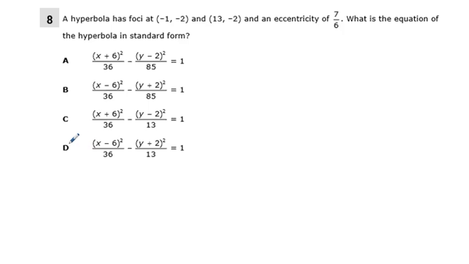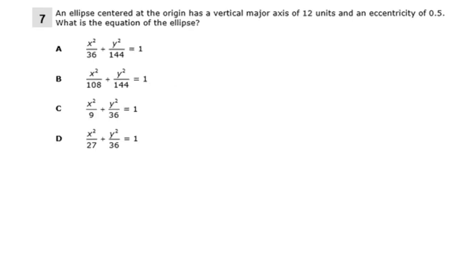So therefore, we've done a little analysis. We've concluded that D is our correct answer. Next, 7. Ellipse center at origin has a vertical major axis of 12 units and eccentricity of 0.5. What is the equation of the ellipse?